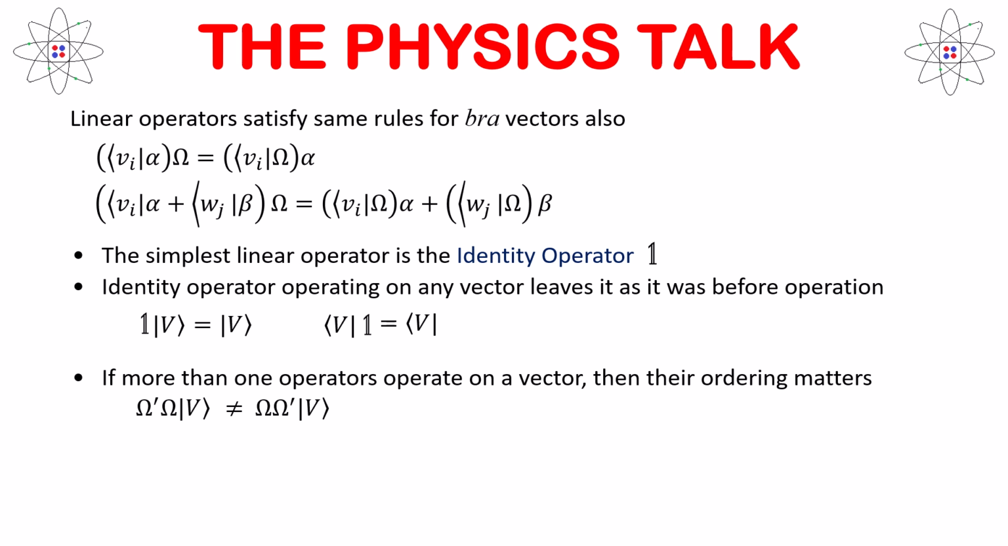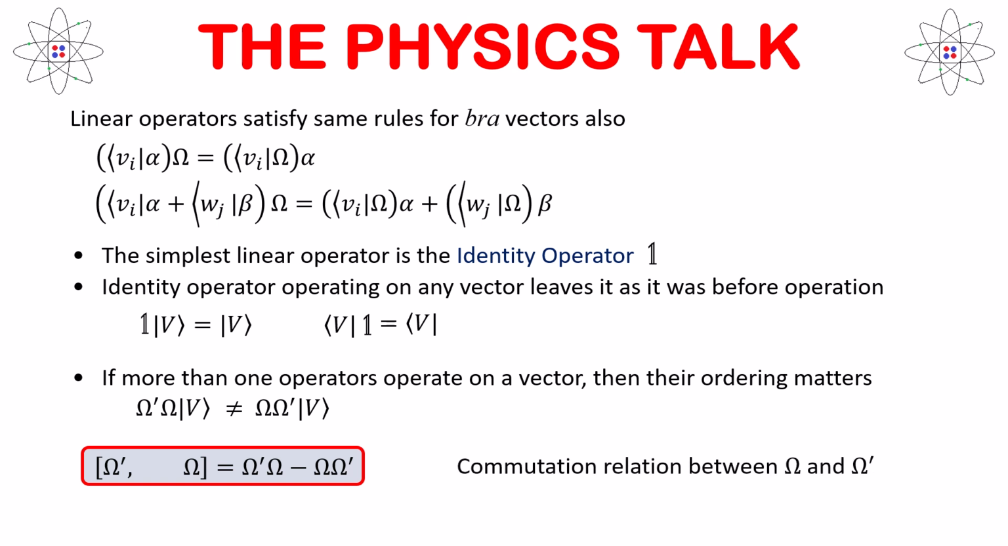The difference between the alternate order products of two operators is known as the commutation relation between the operators. Normally, the difference is non-zero. In certain special cases, when the difference is zero, the operators are said to commute.